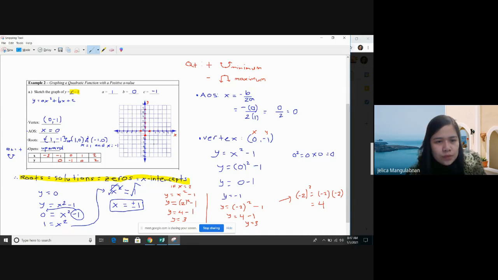Let me correct this one. This one is 3, not 2, because we got 3 in here. I don't know why I wrote 2 in here. My bad. So in here, it's 3 also. So if you notice, take note of this one.